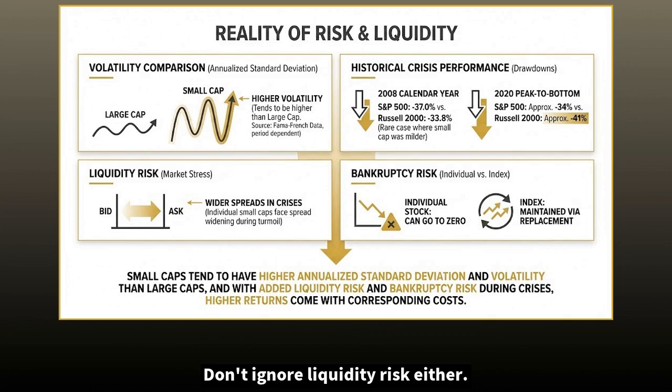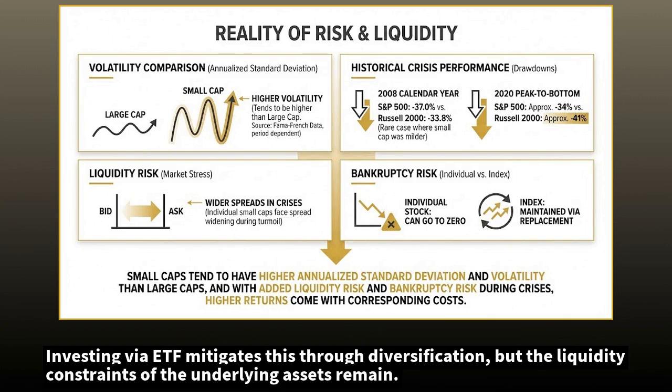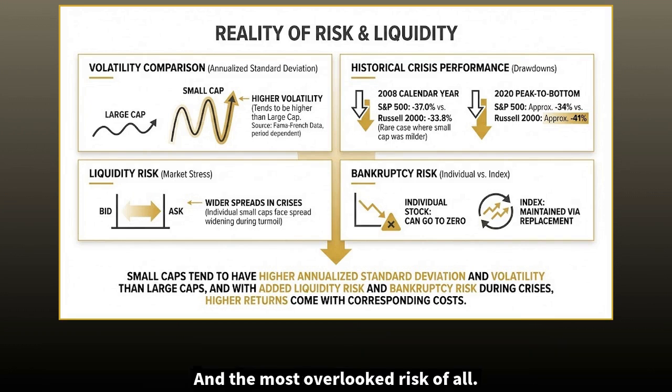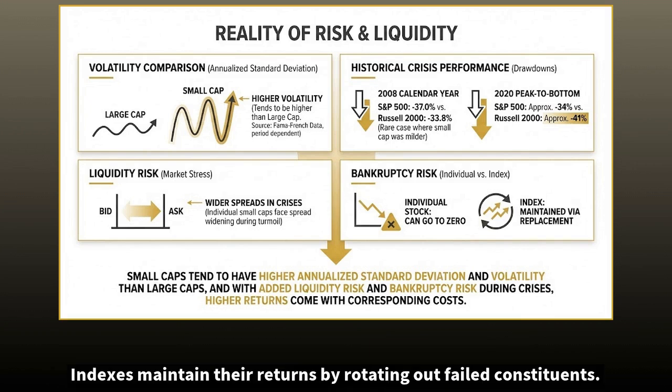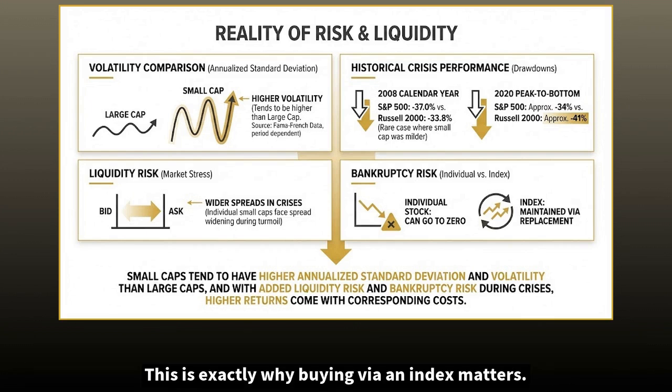Don't ignore liquidity risk either. Individual small-cap stocks have low trading volume, and spreads tend to widen sharply during volatile periods. Investing via ETF mitigates this through diversification, but the liquidity constraints of the underlying assets remain. And the most overlooked risk of all, bankruptcy risk. Indexes maintain their returns by rotating out failed constituents. But when you invest in individual small-cap stocks, the risk of a company disappearing is not zero. This is exactly why buying via an index matters.